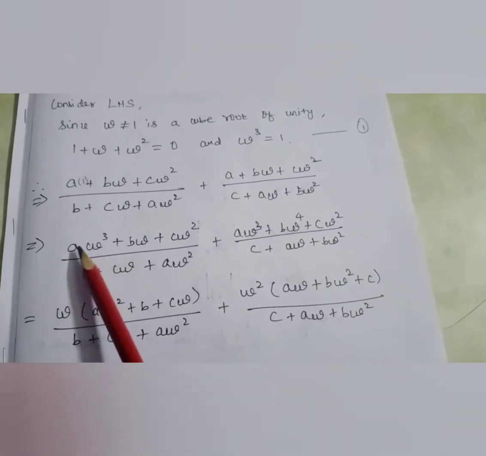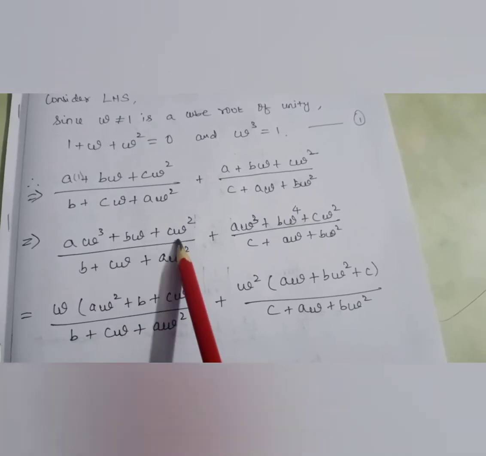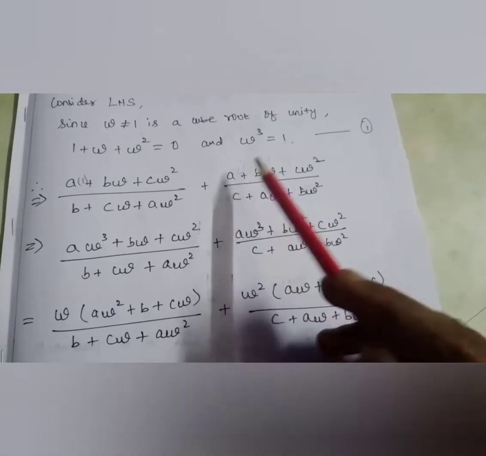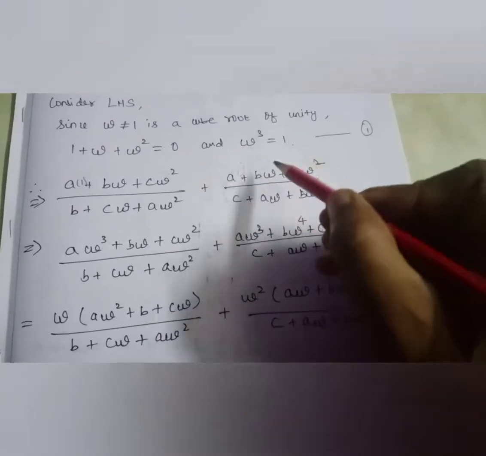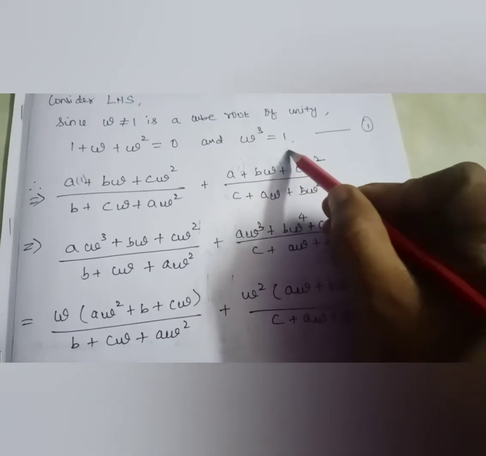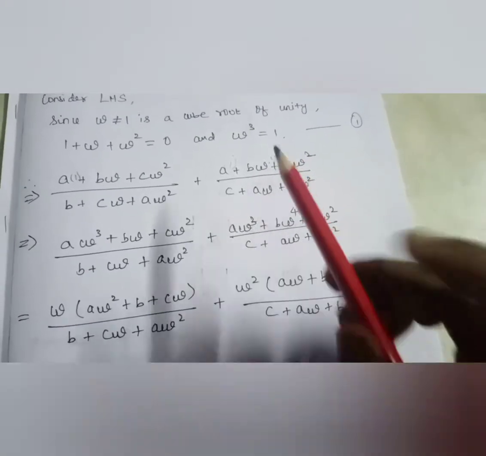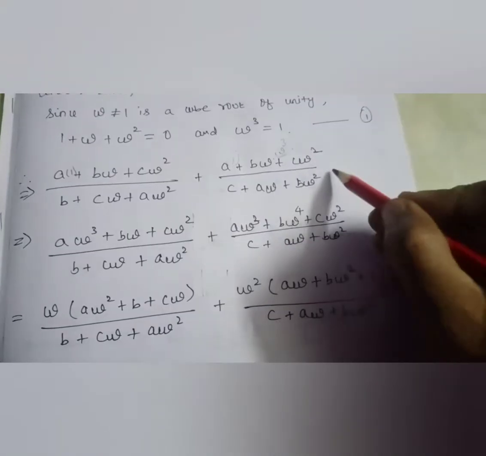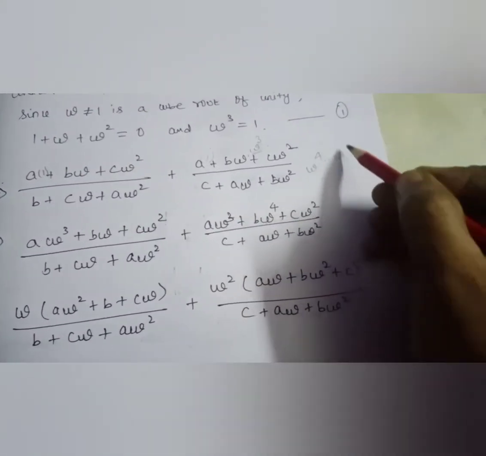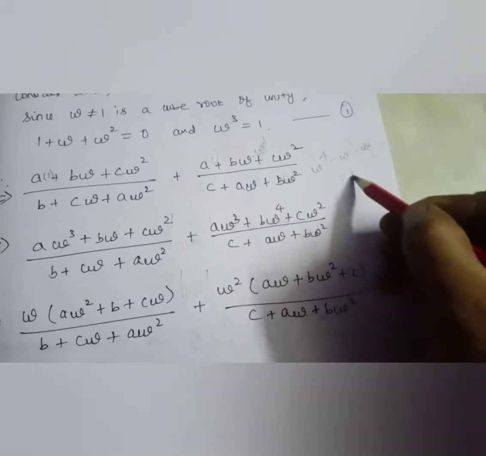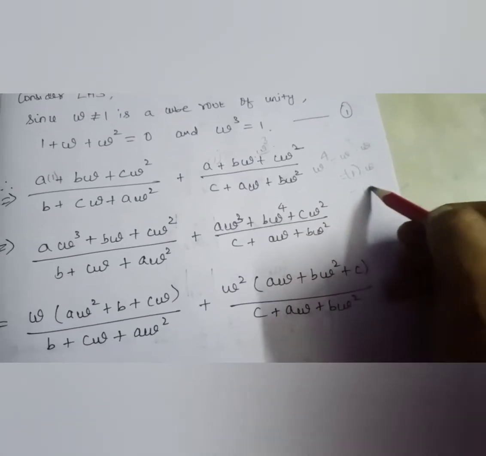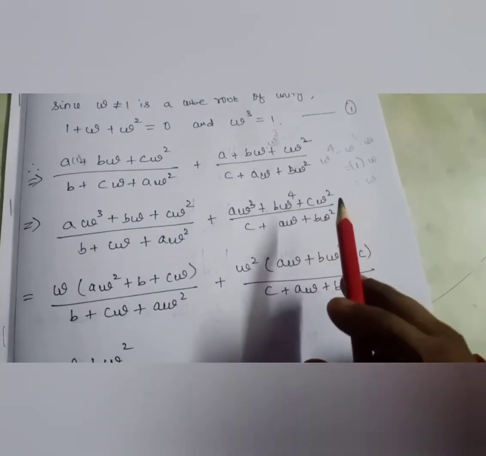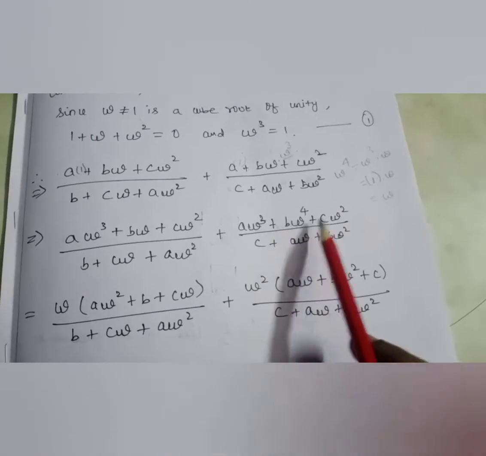So here what will happen, a omega cube plus b omega plus c omega square plus, here also I can write it as a into 1, and here this b omega I am going to write as b omega into omega cube, because omega cube is 1, omega cube into omega is omega power 4. And what is omega power 4 children? Omega power 4 is equal to omega cube into omega. Omega cube is 1 into omega is omega. So I can write this b omega as b omega power 4. Why we are writing like that? That you will know in the next step. Plus c omega square.